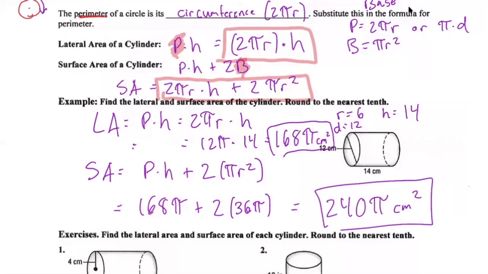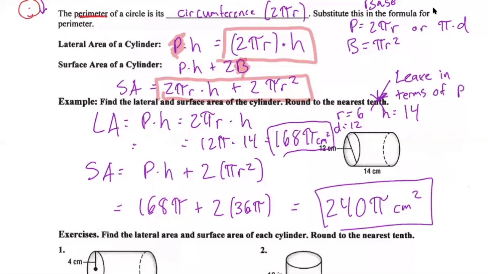So, when we do our homework, would you want us to answer it in terms of pi? Yes, yes. Please leave your answer in terms of pi. I know it says nearest tenth, but I would prefer you leave it in terms of pi.